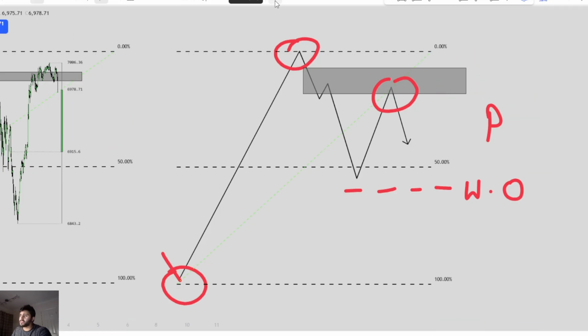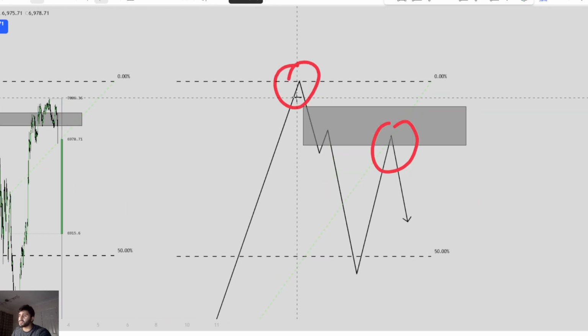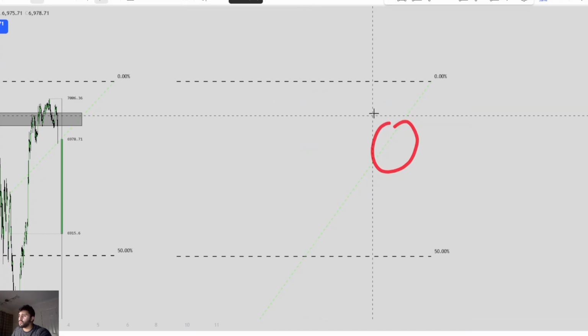This is basically how the markets work. Every single trade you take needs to follow these basic steps, these basic parameters, which I think every trader should know or understand.